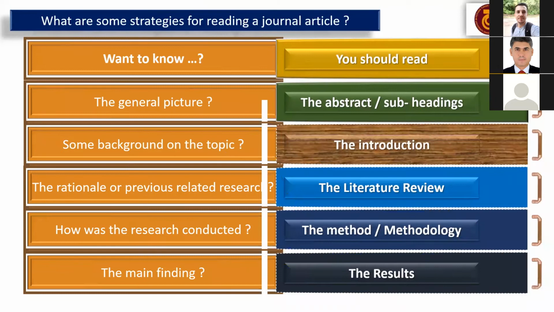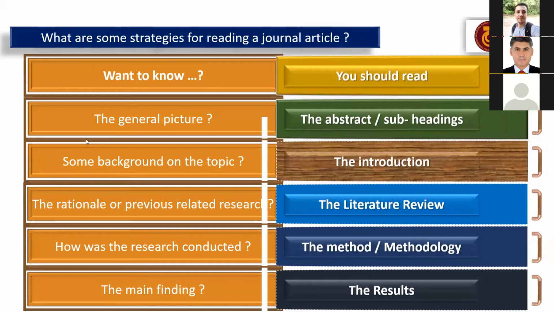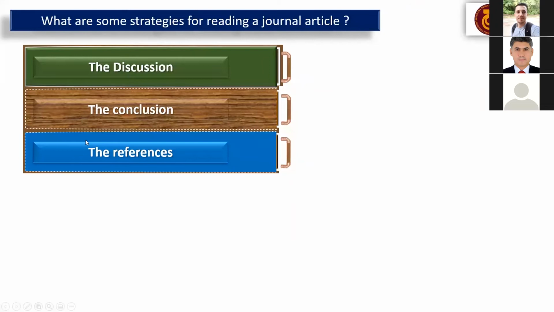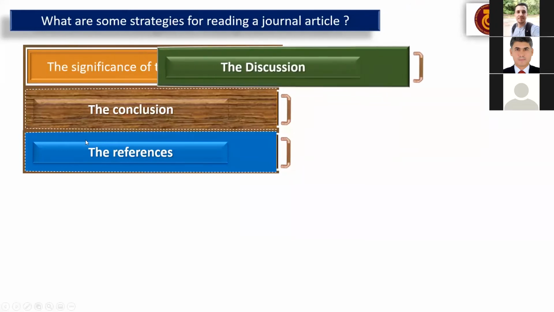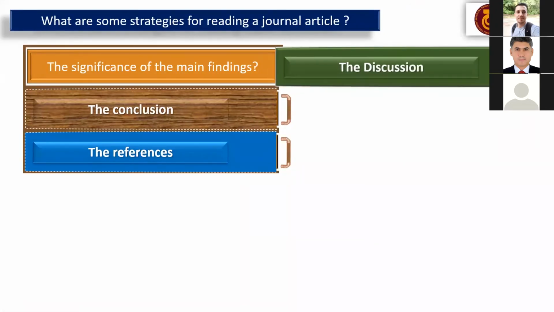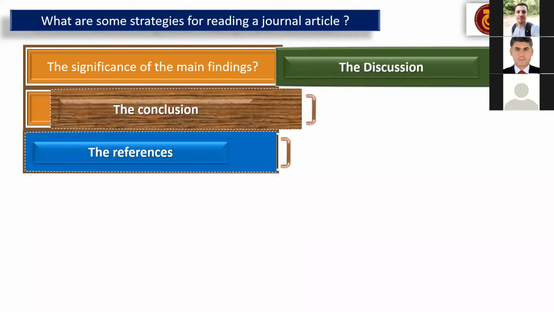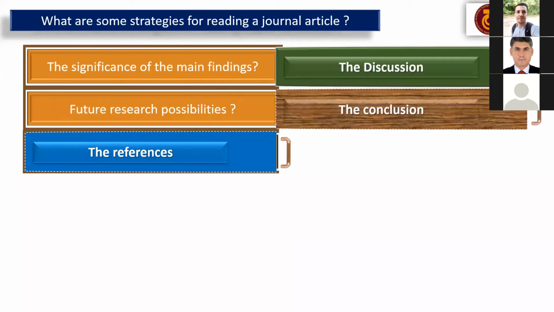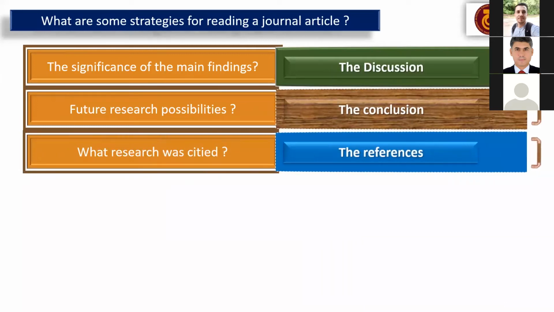So if I need to find the general picture of the article, I must go back and read the title, abstract, and subheadings. If I read the discussion, I can find the significance of the main finding. If you read the conclusion, there are future research possibilities. And the references show what research was cited.